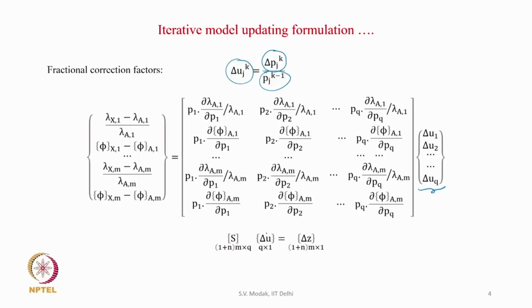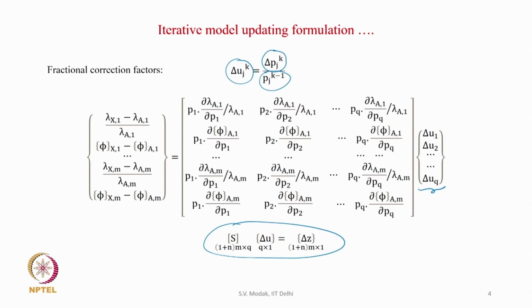Delta u is a vector of fractional changes in the updating parameter, and delta z is the vector of differences in the eigenvalues and eigenvectors corresponding to experiment and FE model. So, this equation represents a set of simultaneous linear equations in unknowns defined by vector delta u.